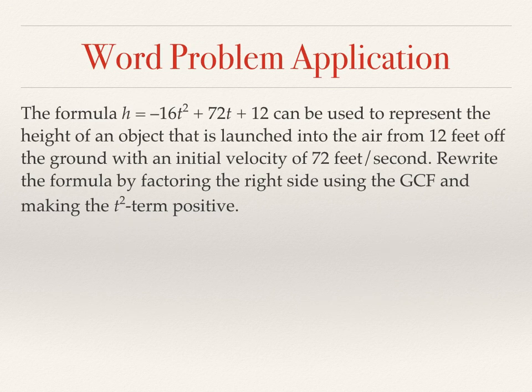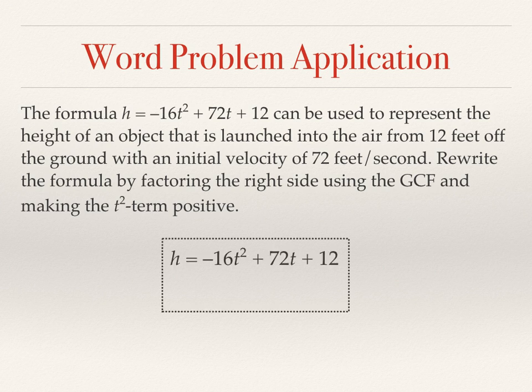We'll take a word problem. Here we're told that a certain expression, which is a polynomial, negative 16t squared plus 17t plus 12, can be used to represent the height of an object launched into the air from 12 feet off the ground with an initial velocity of 72 feet per second. We're asked to rewrite the formula by factoring the right side, using the GCF, and by making the t squared term positive.